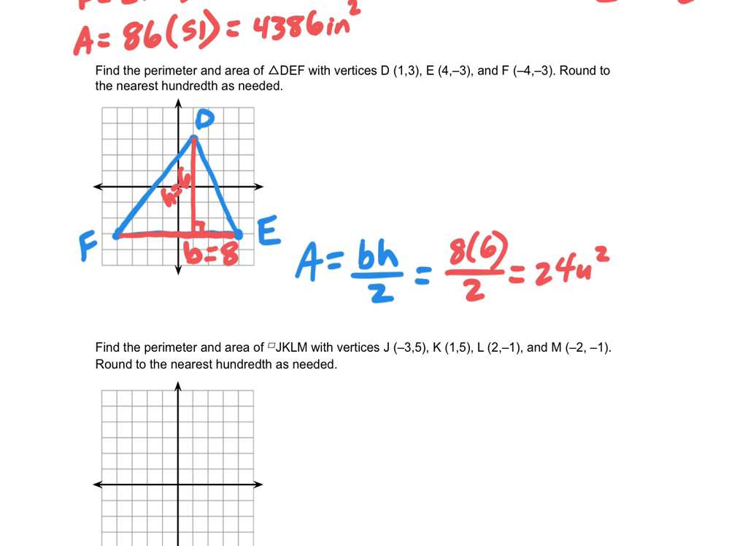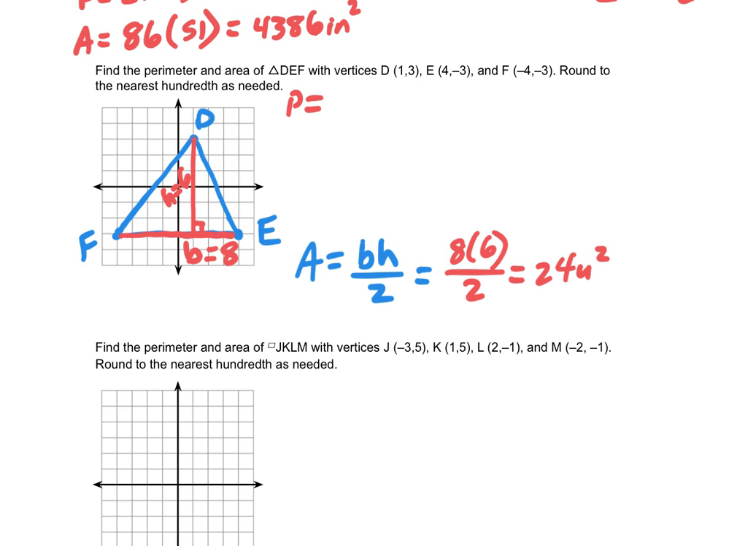Questions on that one? Just using the coordinate plane to come up with the info that we need. Perimeter is a little bit harder. How many sides do we have? We got 3, right? We got a triangle, so we got 3 sides. I have to find the length of each side.